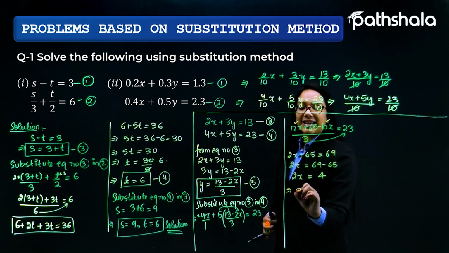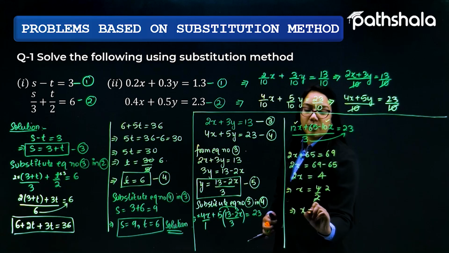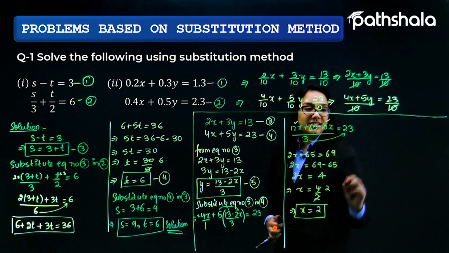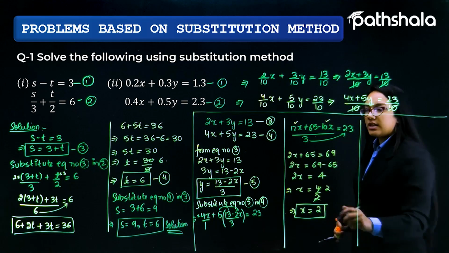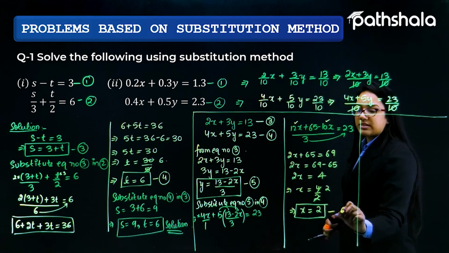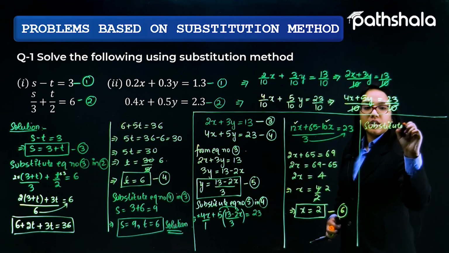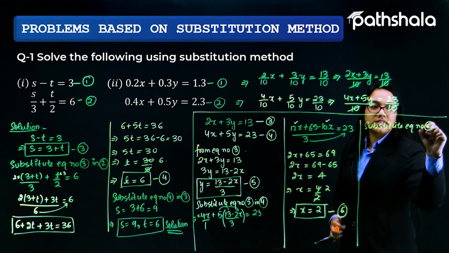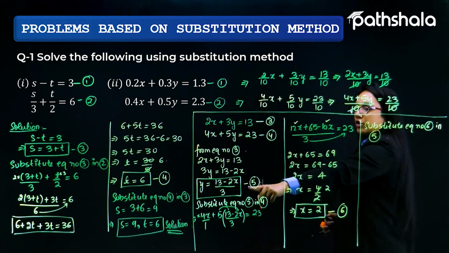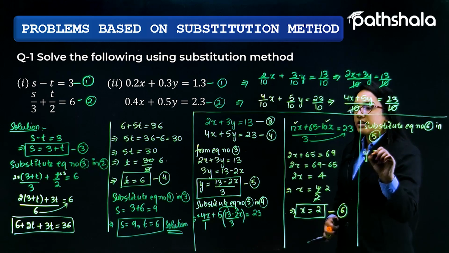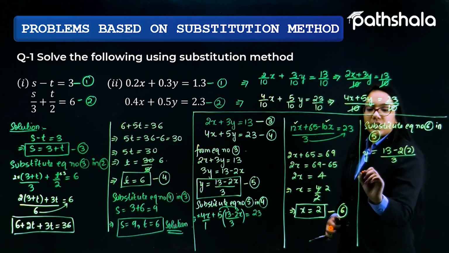It implies x is 4 by 2, which means 2. So x is coming out to be equal to 2. Now if x is 2, we can find the value of y. This is my equation number 6, so substitute equation number 6 in equation number 5 in order to get the value of y. So y is 13 minus 2, x is 2, divided by 3. Now let's solve it.